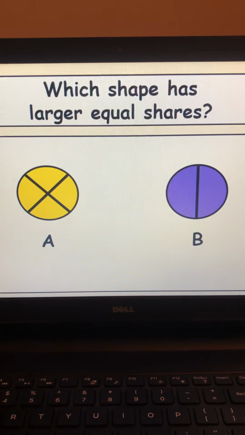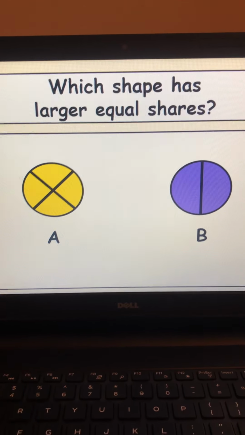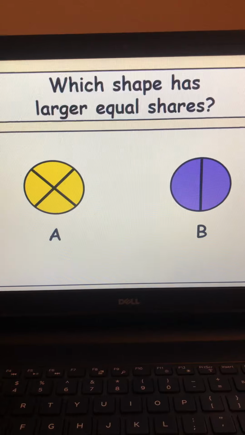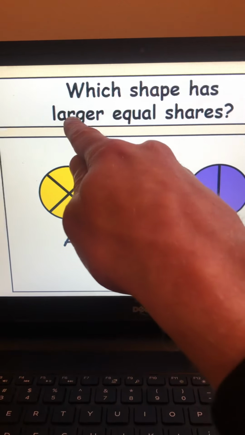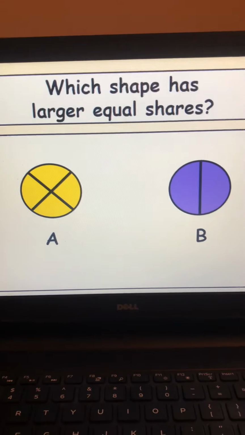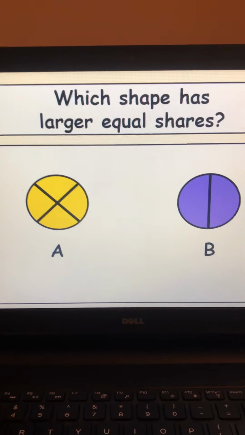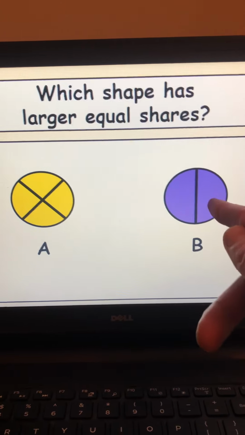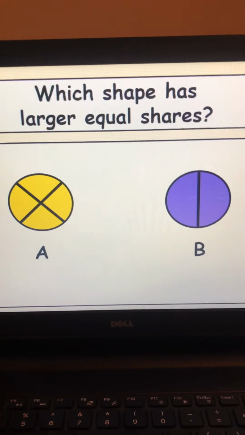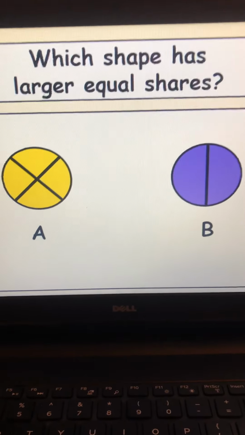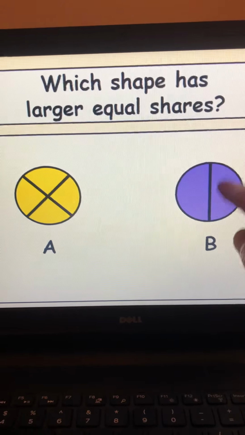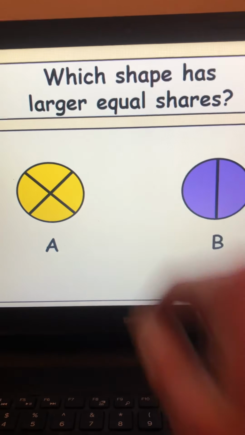Which shape has larger equal shares? All right, once again, be careful what's asking. Which one has larger equal shares, not which one has more. Okay, the correct answer is obviously B has larger shares than A. This piece right here is a lot bigger than one of these pieces.